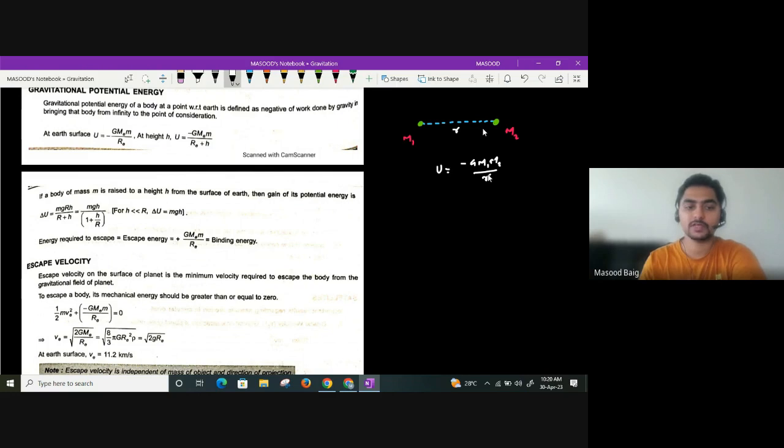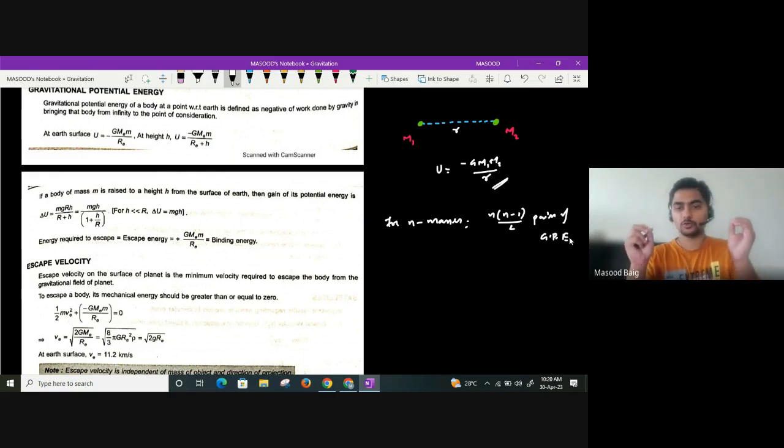So for two masses we got one pair. Like that, for n masses, how many pairs will there be? There will be n into n minus 1 by 2 pairs of gravitational potential energy. So, a very basic point: if there are 2 point masses separated by distance r, the expression for potential energy will be minus G m1 m2 divided by r. If there are n masses, there will be n into n minus 1 by 2 pairs of gravitational potential energy.